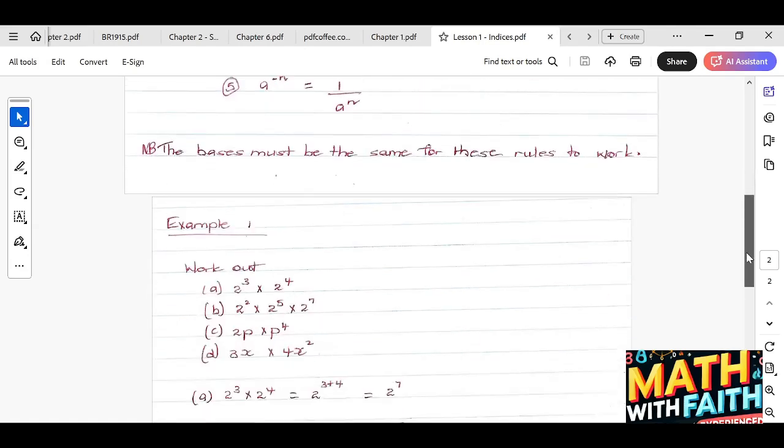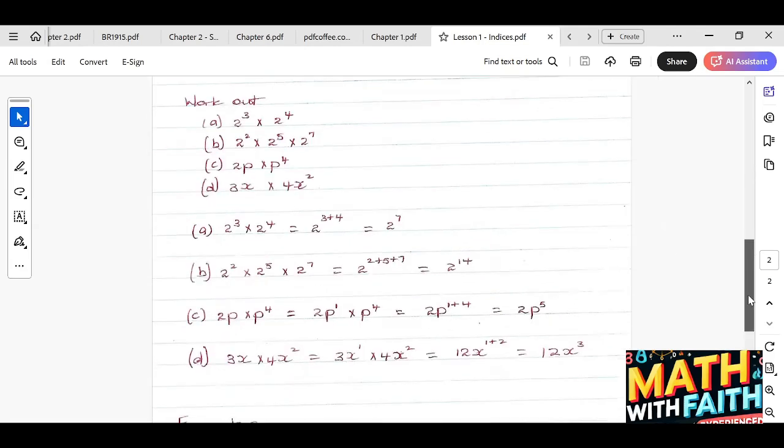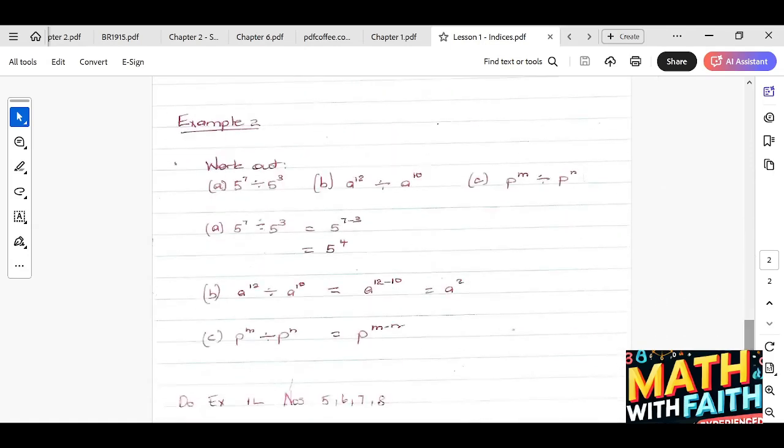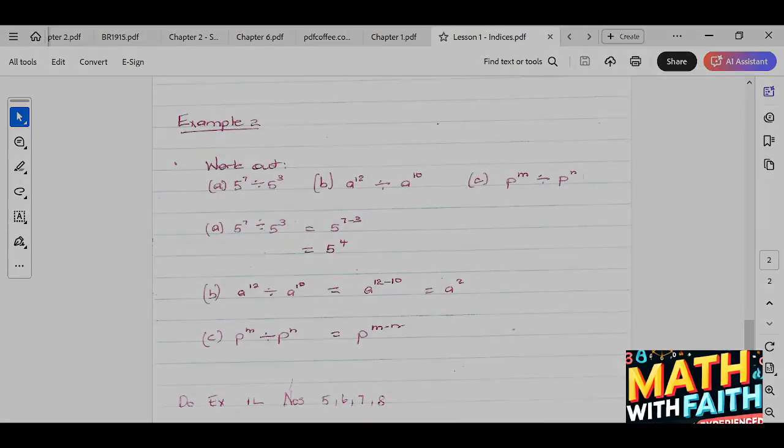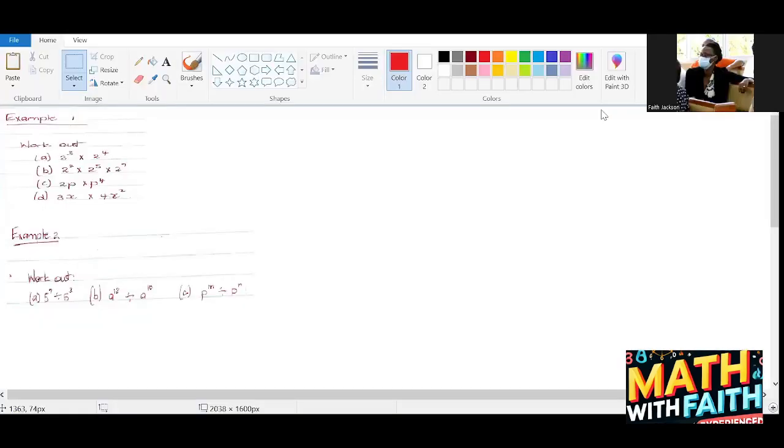So let's look at an example where we work out a few things. We have 2 examples, and I have them on the other page, right? So we have two examples of what to work out here. So let's look at this first example here, which says work out 2 to the 3 by 2 to the 4.